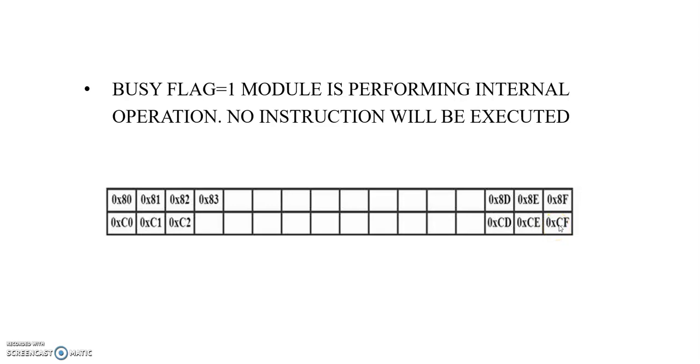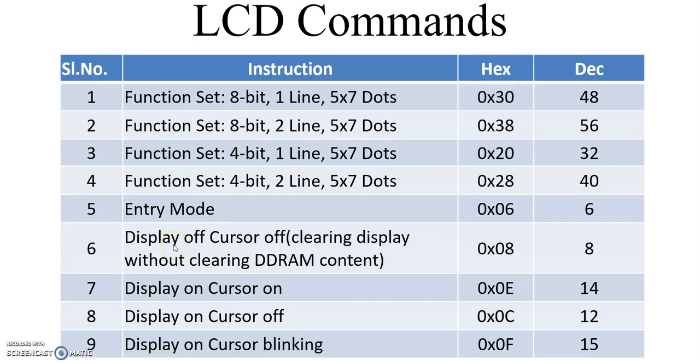Here this is 16 into 2 LCD interfacing. Each row displays 16 characters: the first row 1 to 16 and the second row 1 to 16. Row 1 has 80 as the starting address and row 2 has C0 as the starting address. Next, some of the LCD commands are presented in this table.